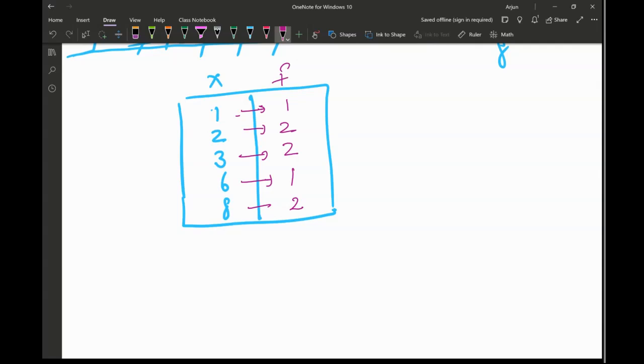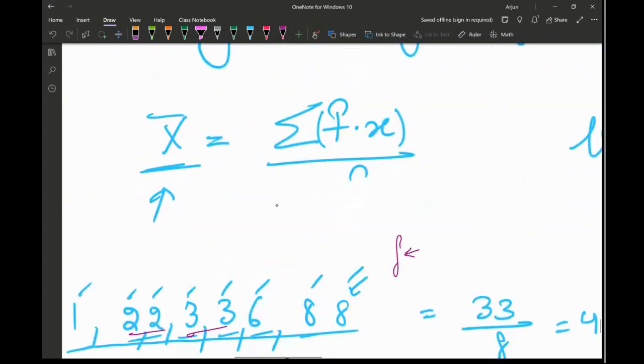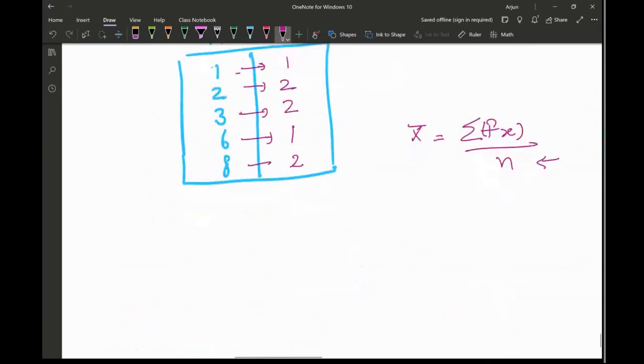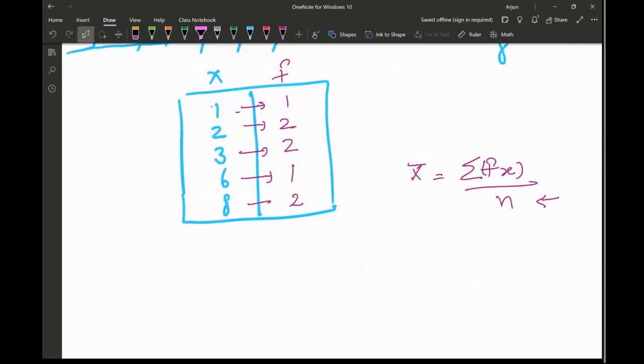Frequency is given to you, so you will use the formula x bar equals the sum of f times x, divided by n, the number of data points, or sum of frequency, you can also call it. Rather than writing sum of frequency, I will call it n. This will be easier. So n means the number of data points. I'll tell you how we calculate that too.